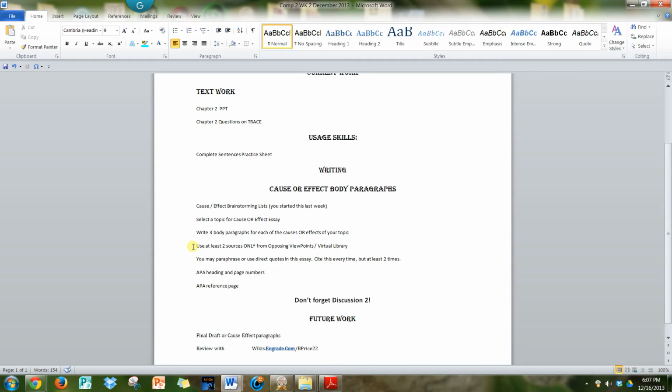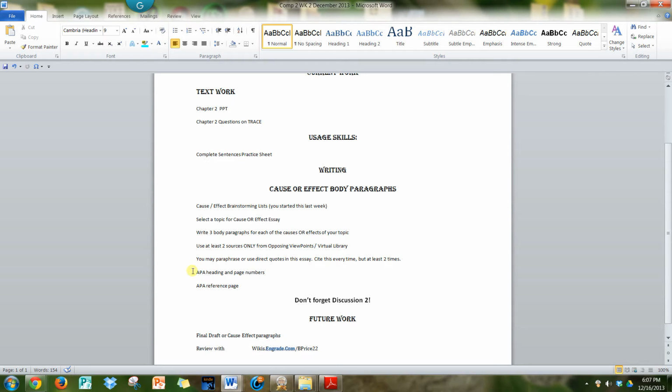Those of you who made the reference page last week will certainly know that that is a very easy place to find materials as well as make those reference page entries because it is a simple copy-paste. You're going to be able to paraphrase any information from the virtual library articles that help back up your points on your causes or effects from your topic. You may also use direct quotes, things that you take word for word. You're going to be able to do this at least 2 times in your small essay.